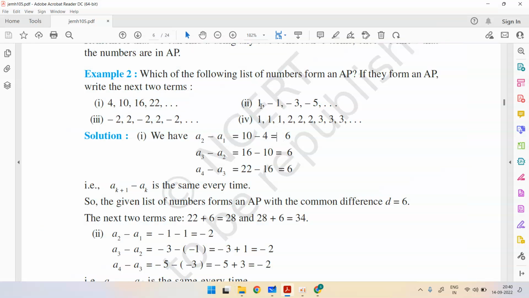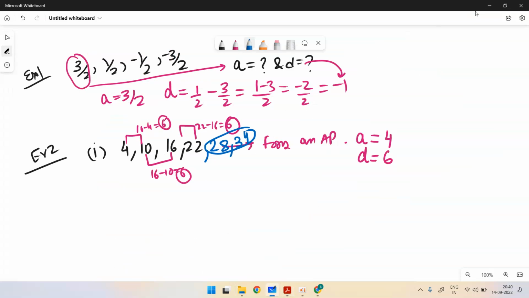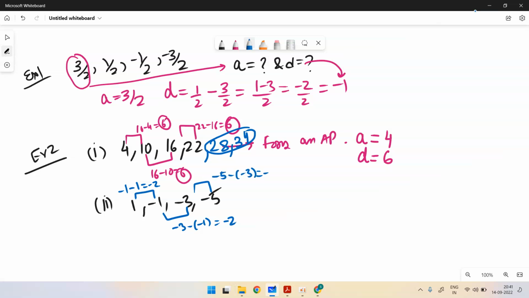The second part is 1, minus 1, minus 3, minus 5. Now let me check this. The common difference is minus 1 minus 1, equal to minus 2. Then minus 3 minus of minus 1, that is minus 2. Again minus 5 minus of minus 3, again minus 2. Since the common difference is the same, minus 2, minus 2 and minus 2, this also forms an AP, an arithmetic progression.